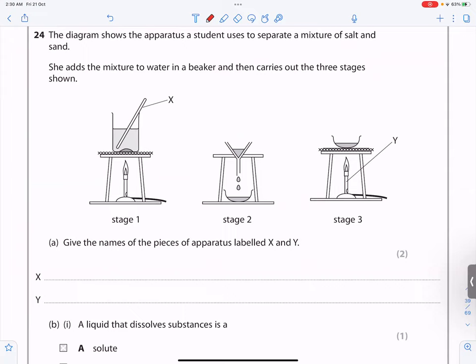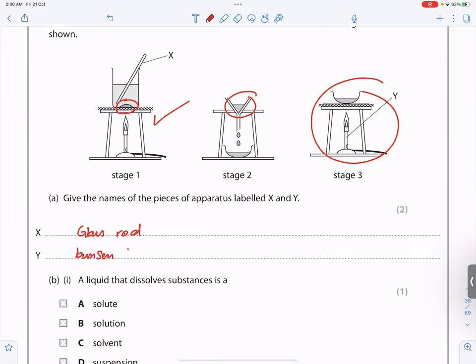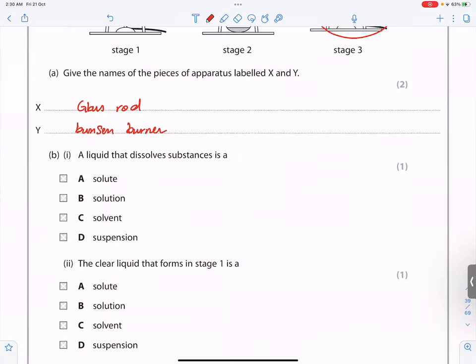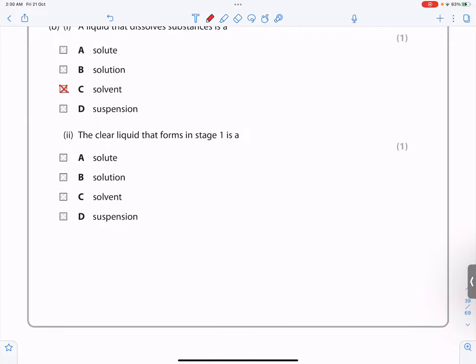Question 24, the diagram showed the apparatus a student used to separate a mix of salt and sand. She added the mixture to water in a beaker and then carries out three stages. طبعا هنا بتدزولف السولت والساند مش راضي يدوب، بتعمل filtration عشان تشيل الساند وبعد كده هتعمل crystallization عشان تطلع crystals من السولت. Give the names of the piece of apparatus labeled X. X ده اللي هو glass rod و Y ده اللي هو Bunsen burner.